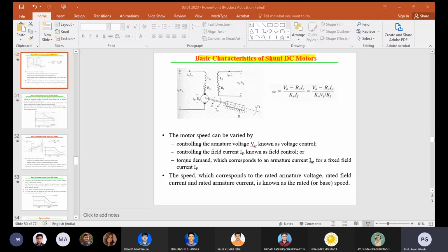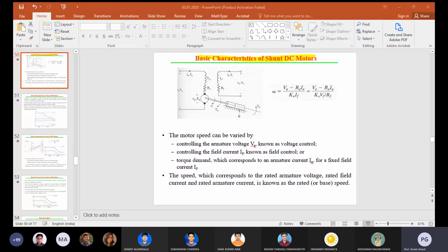This is the armature winding, the field winding, your armature, and your load. The load torque will be opposite to your motor torque. If omega means the motor is rotating, the load torque TL counters your motor torque. The motor speed can be varied by controlling the armature voltage VA, known as voltage control. Next, the armature current is the measure of the torque demand.